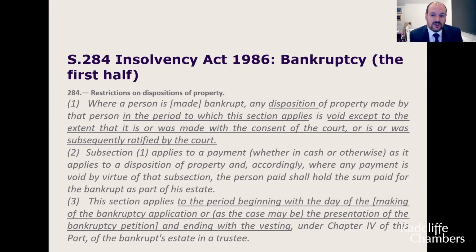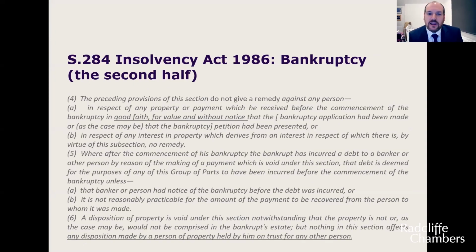Again, validation order. Subsection 3, so we actually have the relevant period contained within the section itself. It's the beginning of the date of the presentation of the petition or the making of a bankruptcy application if the bankrupt makes themselves bankrupt. Subsection 4 is what we're really concerned with in this discussion, which is a statutory defense, which we don't see in Section 127. So this marks Section 284 and personal insolvency as different from corporate insolvency.